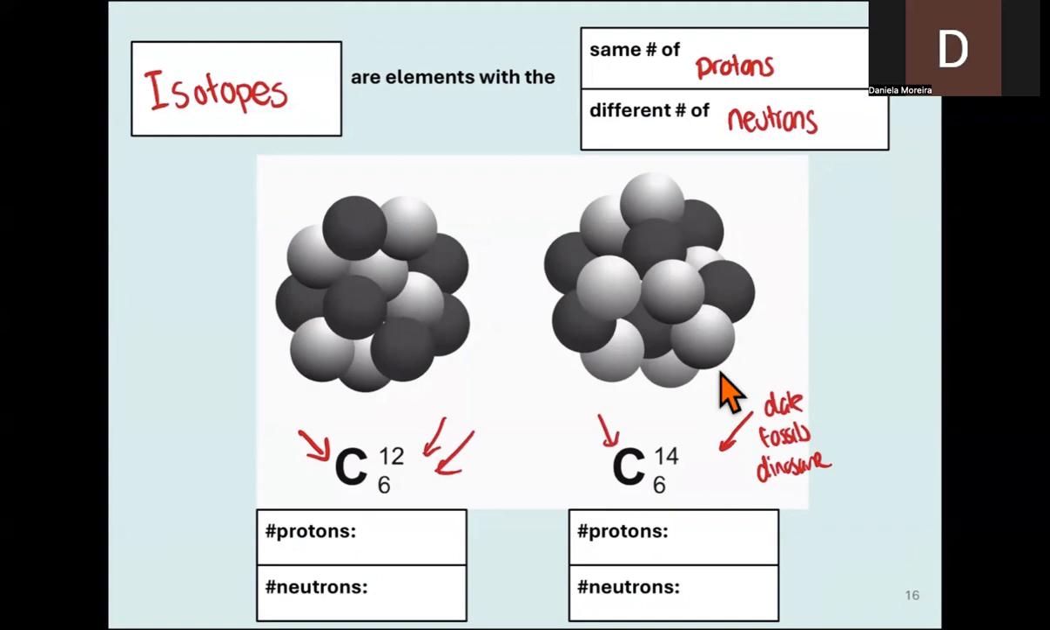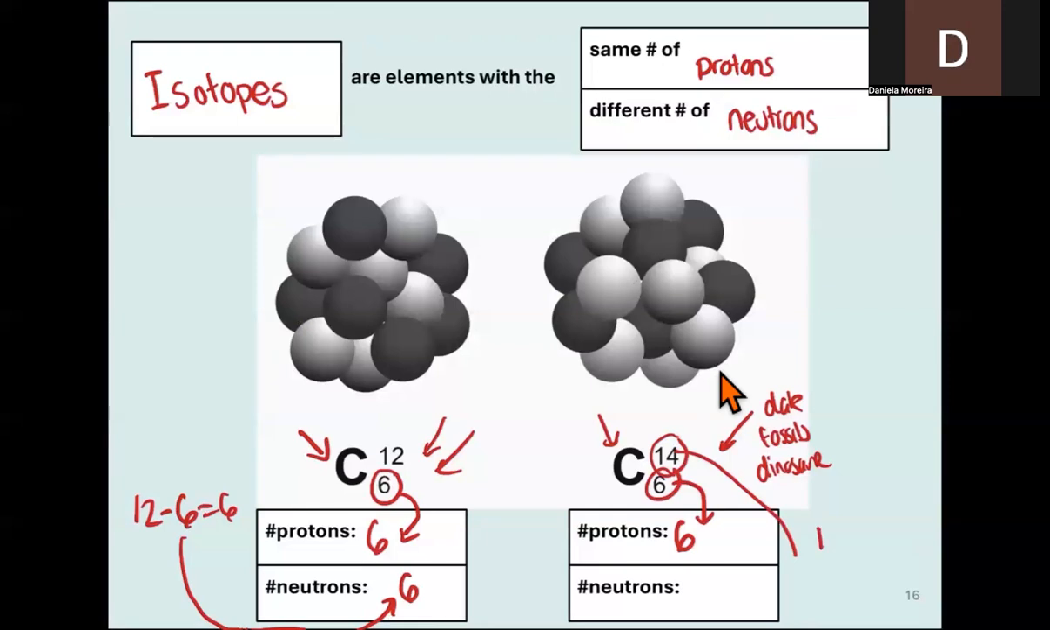So here we'll practice reading. The number of protons is 6. The number of neutrons is 12 minus 6, which is 6 neutrons. Here, number of protons is also 6. But here we have 14 minus 6 is equal to 8 neutrons.